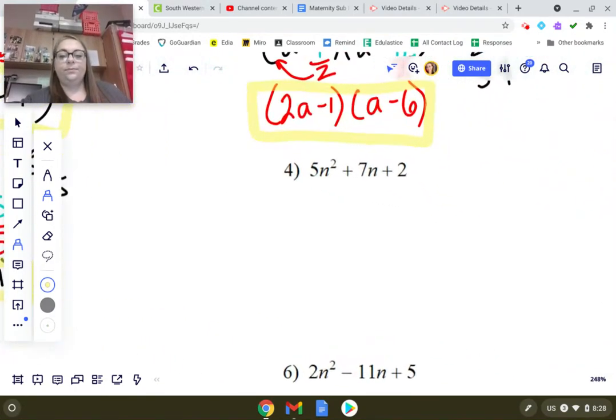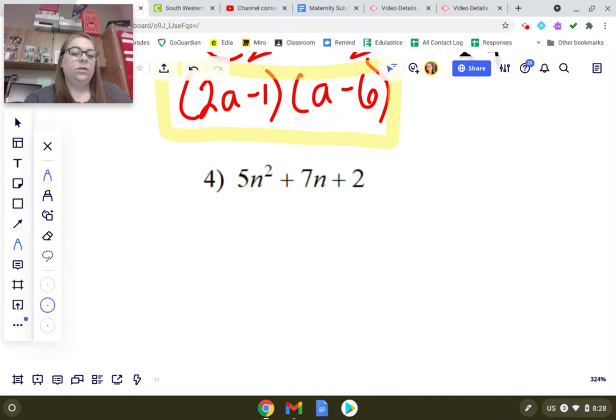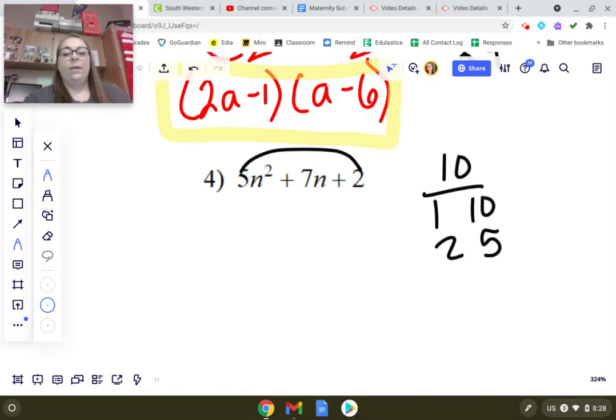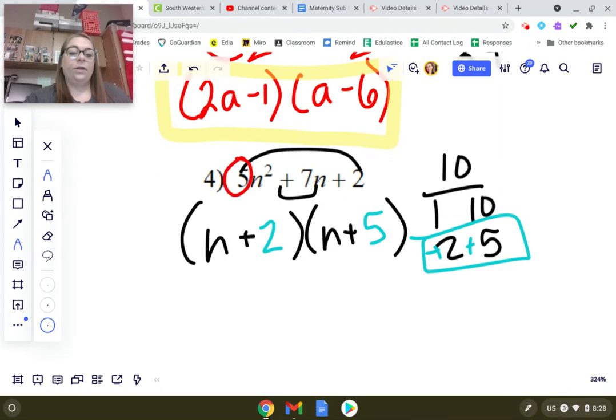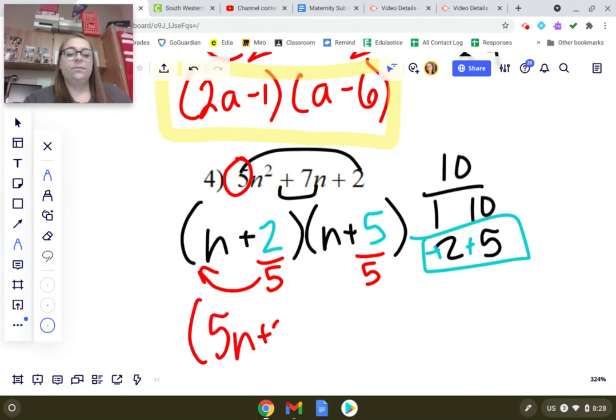All right, number 4. So let's slide. So 5 times 2 gets me 10. Factors of 10, I got 1 and 10, 2 and 5. My goal is to get 7. We've got a plus and a plus, so I'll have n plus something, n plus something. The only one that works is 2 and 5. So plug it into 2, plug it into 5, and then we divide by a. So divide by 5, divide by 5. 2 divided by 5 does not simplify, so slide. So 5n plus 2. And 5 divided by 5 gets us 1, so n plus 1.